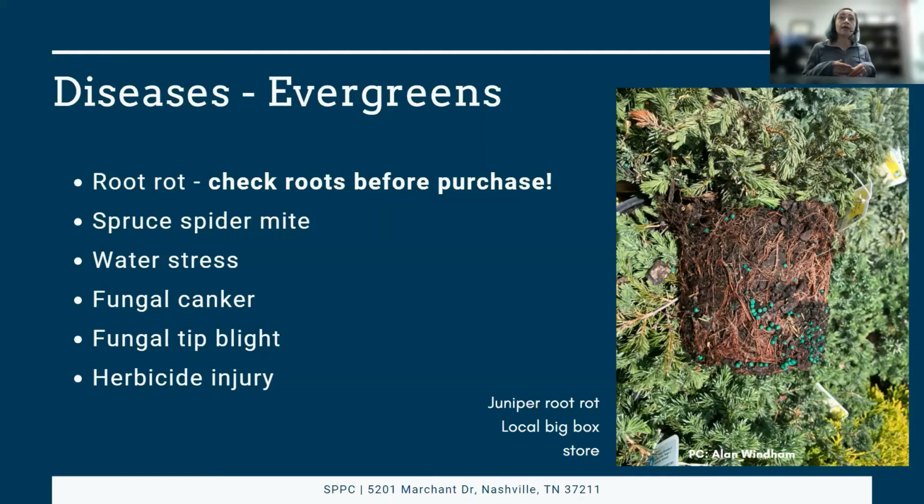And pruning out any discolored tissue, any tissue that's completely browning out is really important to reduce the spread of fungal cankers and to keep our plants healthy. So when we're pruning, we always want to make sure that we're pruning well below, a couple of inches below any discolored tissue, and cleaning our pruning shears between cuts so we're not spreading these fungal cankers to our other plants in the landscape.